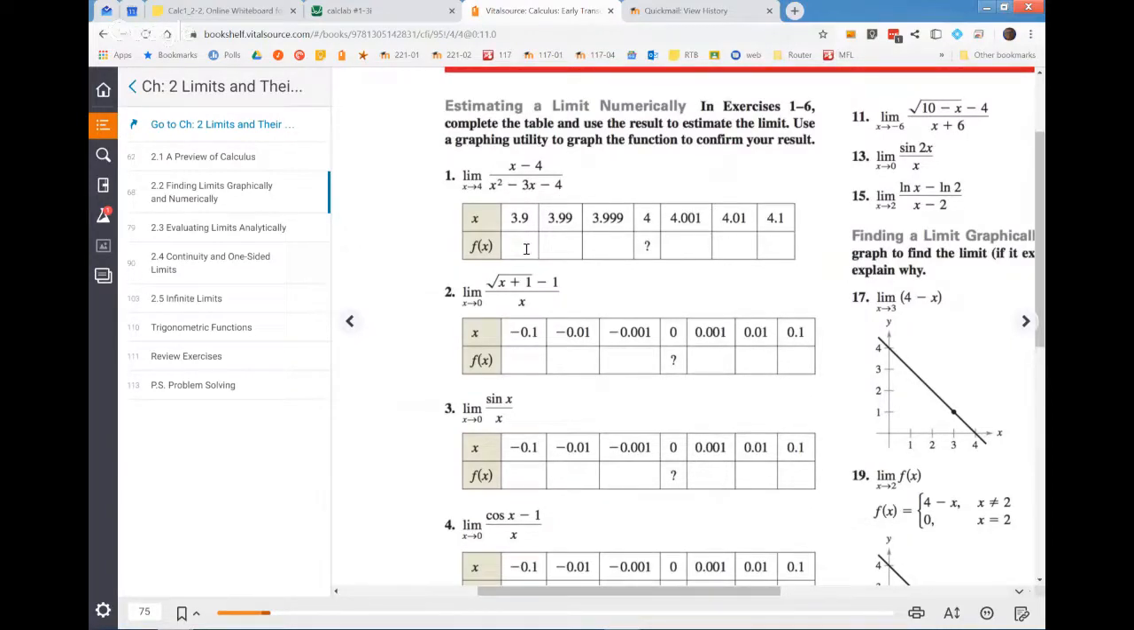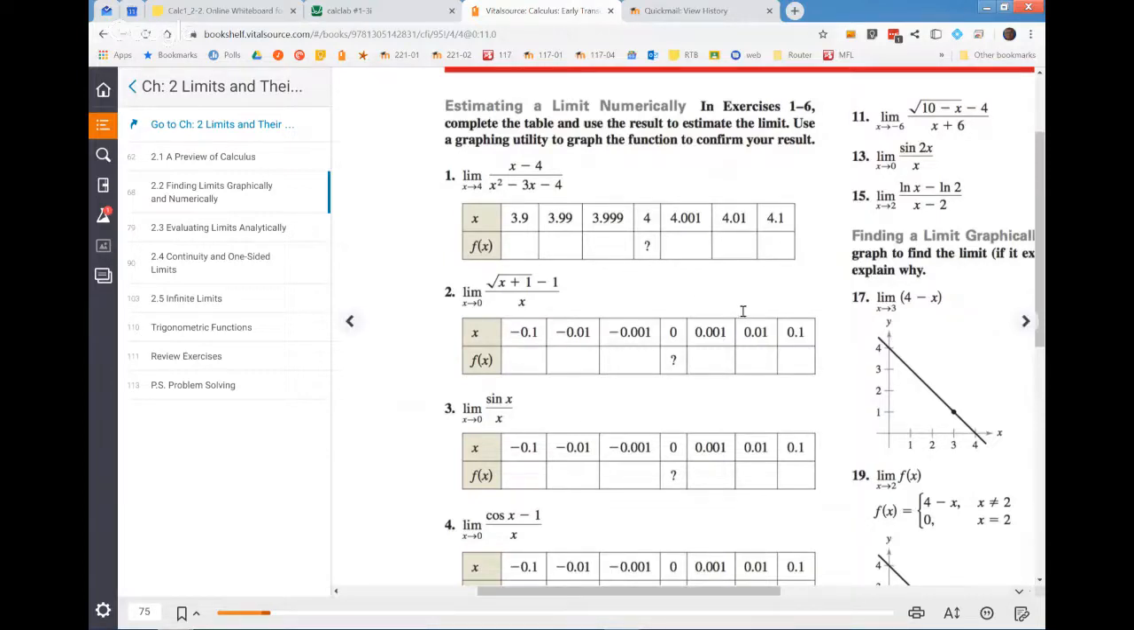Plug in, what happens when you plug in 3.9 for x? Get your function and put it here in the f of x category. Then do the same, so you've got 6 of those to crank out. Where are they both heading? From the left and the right, are they heading in the same place? Then go ahead and do your graph and see if that agrees.